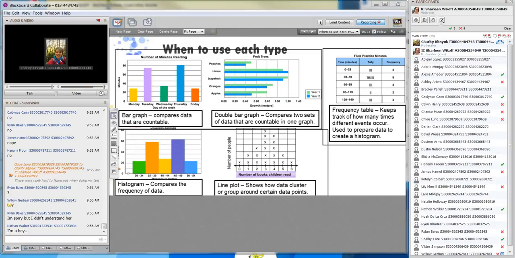All right, I need one more reader to read these 2 types of graphs for me, and I'm going to go with my friend Shelby. Shelby, go ahead and read these 2 for me.